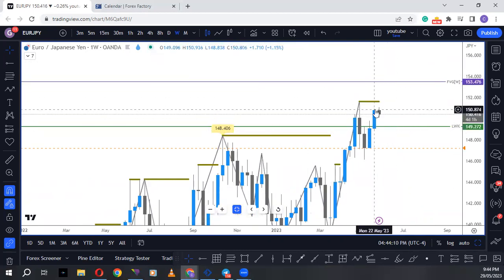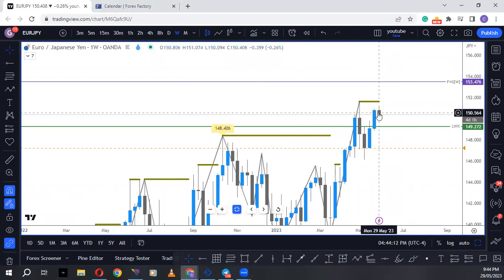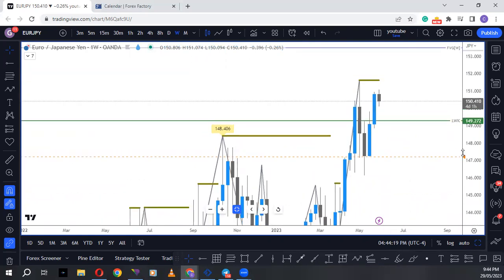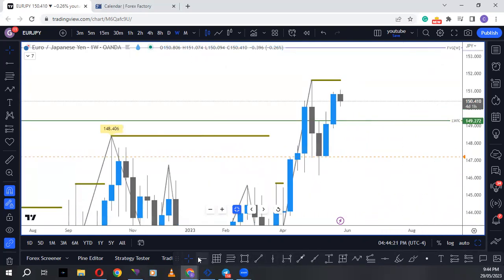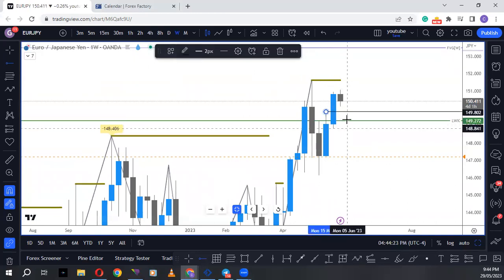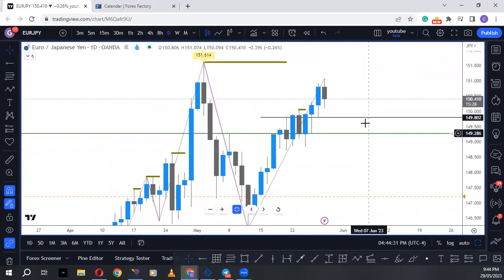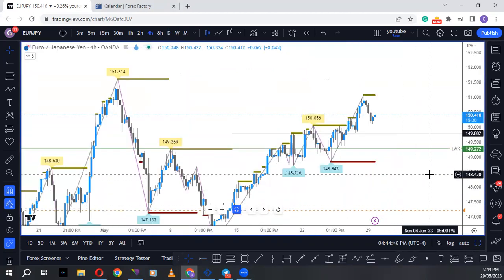And if you notice, it has gone back above the previous week and dropped. So we might see a little bit of a retracement before a continuation back to the upside. For this pair, it may come down to this place, 149.80, before going back up. So if we go down to the daily, where's 149.80? That comes in here. As you can see, there's another block there.